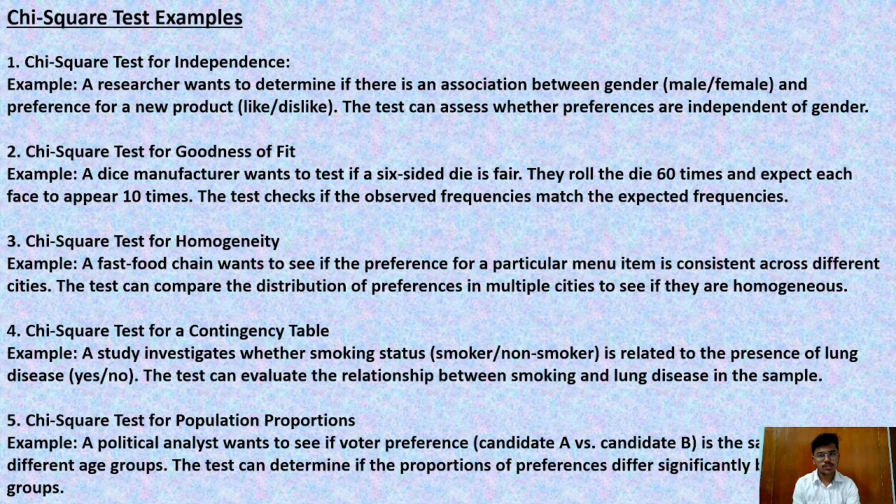And test for homogeneity. So a fast food chain wants to see if preferences for a particular menu item are consistent across different cities. The test can compare the distribution of preferences in multiple cities to see if they are homogeneous. And test for contingency table. A study investigates whether smoking status is related to the presence of lung disease. And proportion example is, a political analyst wants to see if voter preferences for candidate A or candidate B differ across different age groups.